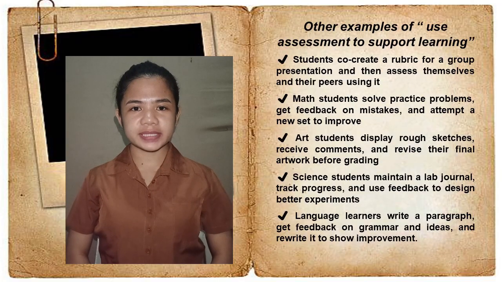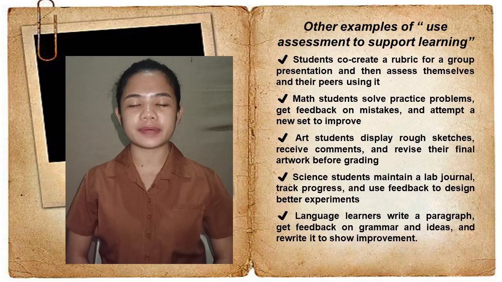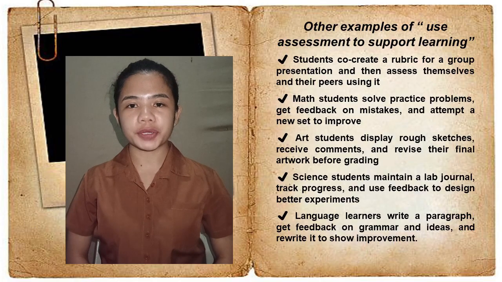Here are the other examples. First, students co-create a rubric for a group presentation and then assess themselves and their peers using it. Second, math students solve practice problems, get feedback on mistakes, and attempt a new set to improve. Third, art students display rough sketches, receive comments, and revise their final artwork before grading.